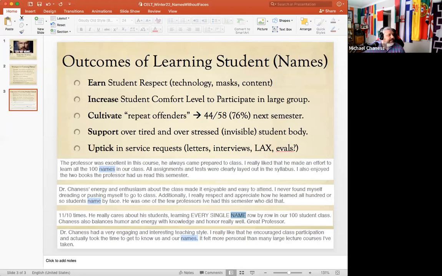And look, learning their names is certainly not a panacea, right? This is not the thing that is going to solve all problems in our uniquely difficult learning environment. But I do think that it is a necessary first step in reacclimating students to university life.